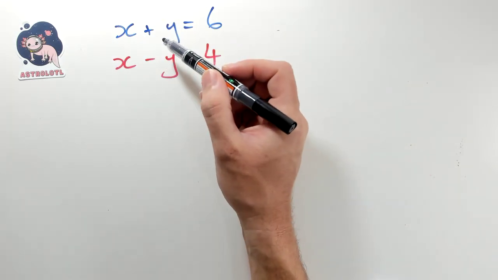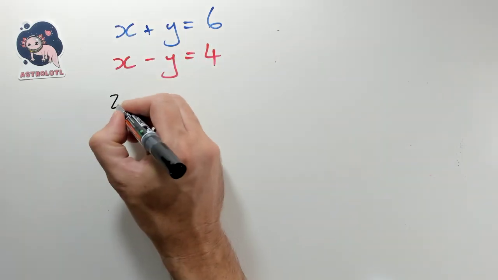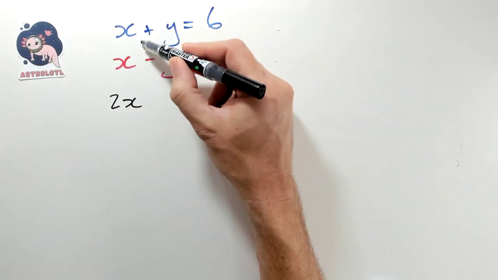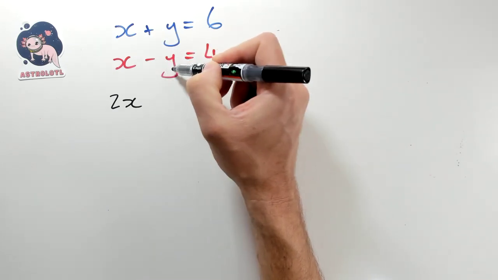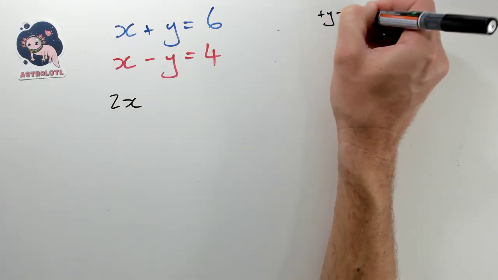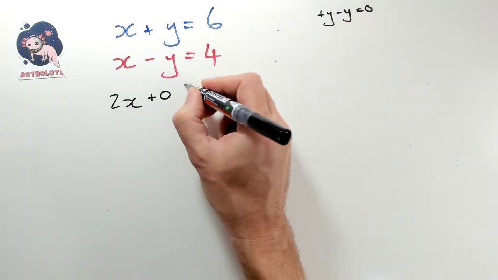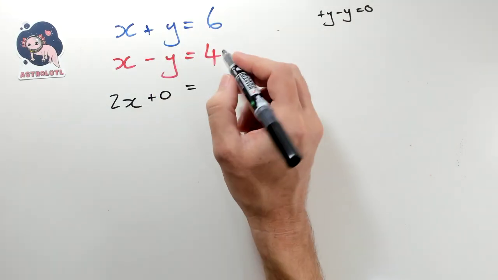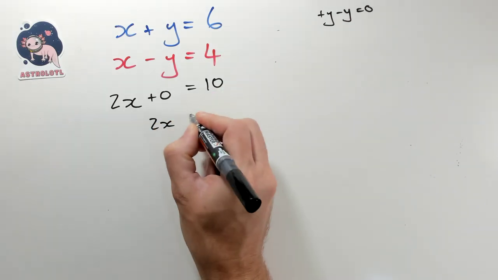We're going to see some magic happen, because x plus x is going to be 2x. And this is a plus y and a minus y, so plus y minus y is going to be 0. I don't have to write the 0. I'm just showing, hey, those two add up to 0. And then 6 plus 4 is 10. And now I have an equation: 2x is 10.